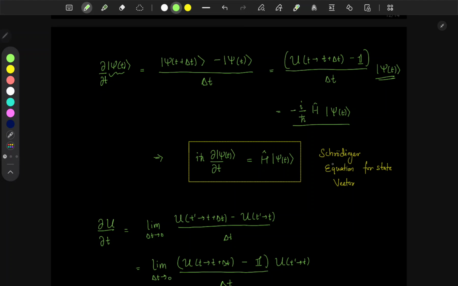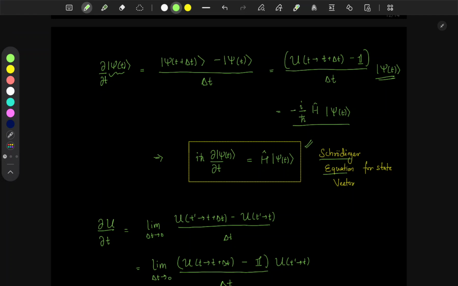And this is what we call the Schrodinger equation. I hope that you have seen the Schrodinger equation before, but in case you have not, this is how it looks, and it is basically the analogue of Newton's law for quantum physics.